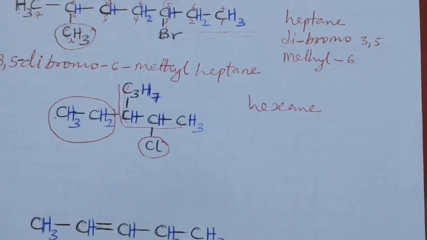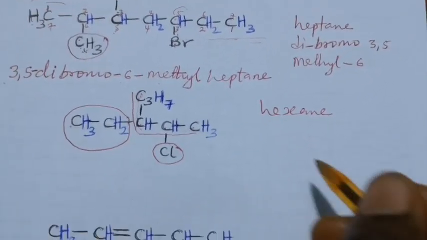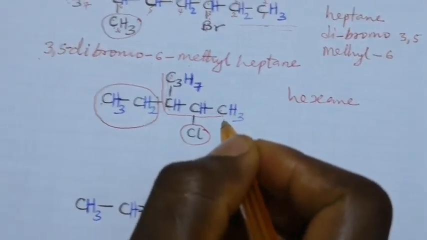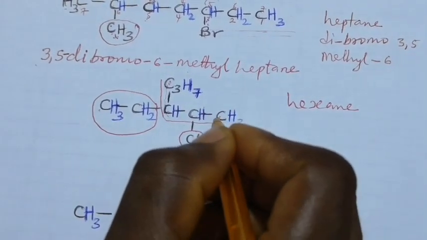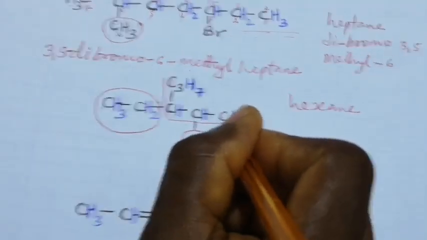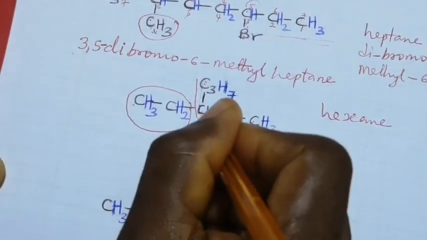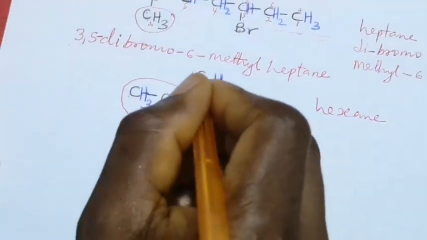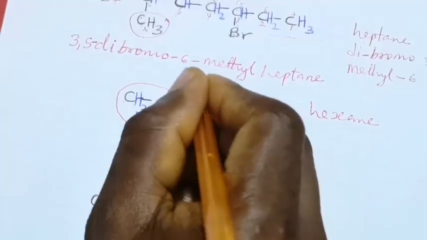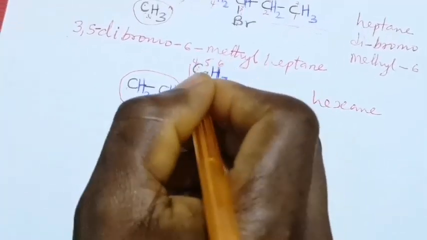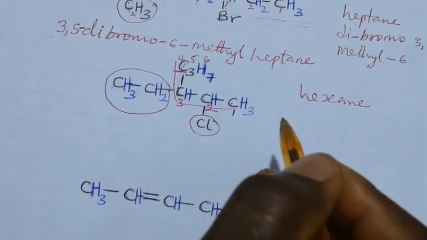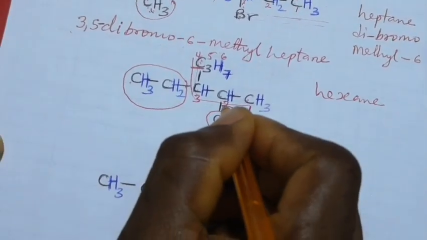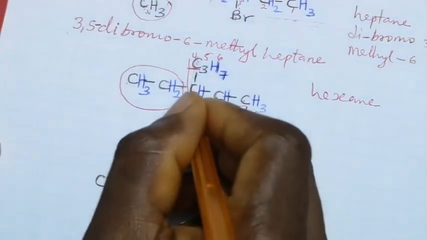That's the one with 6 carbon atoms. Okay, now the substituents are found at where? Let's name it. We are going to have 1, 2, 3, and here we will be having 4, 5, 6, because we have 3 carbon atoms here. Now the substituents are at the second one and the third one.